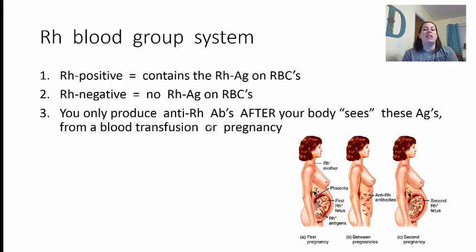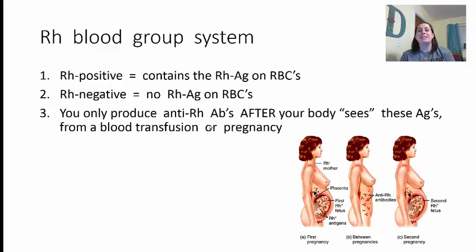Now, one thing to note is you will only produce antibodies against Rh after your body sees the antigen. So if I was A negative blood and they gave me A positive blood and my immune system saw the Rh positive part of it, then my body would mount a response and create antibodies now against that positive.